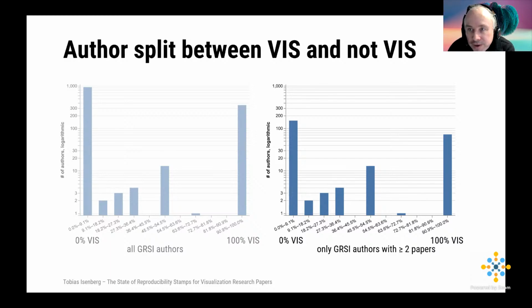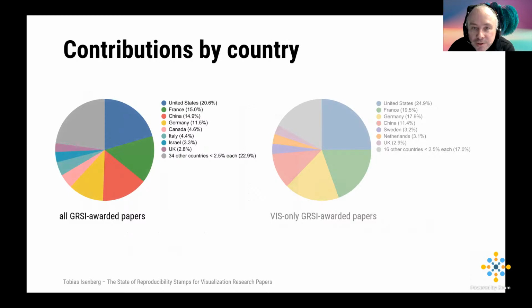And finally, we can ask, well, in which countries are these people working who get their papers certified? This is, again, all GRSI awarded papers. The biggest contributor is the United States, followed by France, China, and Germany. And then the contributions drop off fairly quickly. And there's lots of other countries that have less than 2.5% in this example here.